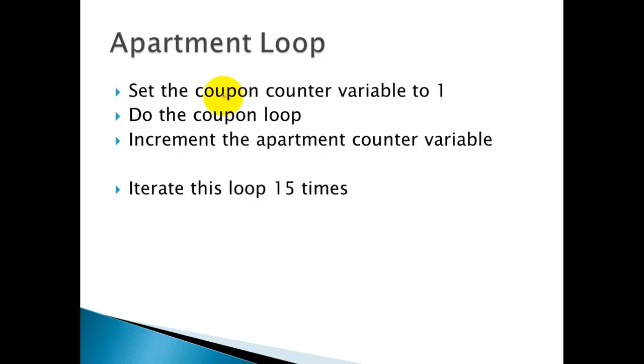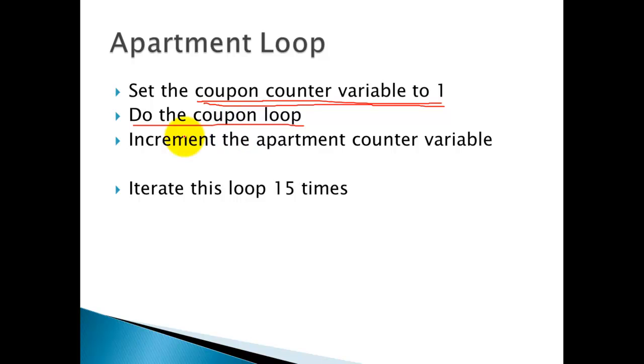Now the first thing you want to do in here is set that coupon counter variable. I mentioned that in the previous line. We don't set the coupon counter variable in the body of the coupon loop. We set that before we get into the coupon loop. So as part of the apartment loop, you're going to set the coupon counter variable to 1, and then you're going to do the coupon loop.